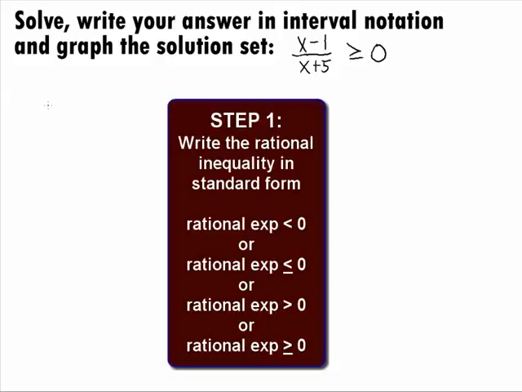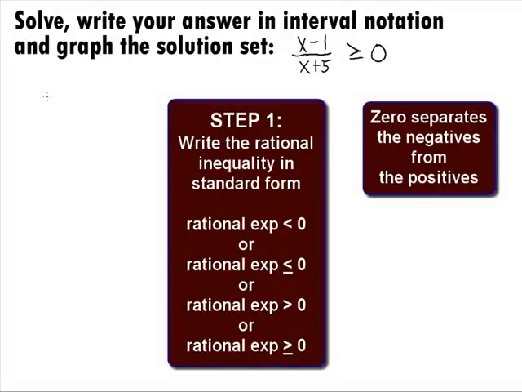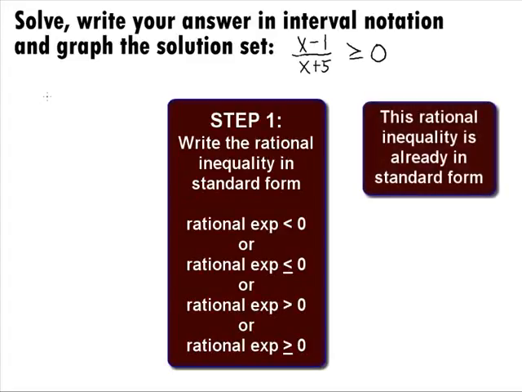In step 1, we want to write the rational inequality in standard form. This means we want to set the rational expression either greater than or less than 0. The reason we are doing this is 0 is our magic number. It is the only number that separates the negatives from the positives. If an expression is greater than 0, then there's no doubt that its sign is positive. Likewise, if it's less than 0, its sign is negative. We cannot say this about any other number. Since we are working with inequalities, this idea will come in handy. With this technique, we will be looking at the sign of a number to determine if it is a solution or not. This inequality is already in standard form.